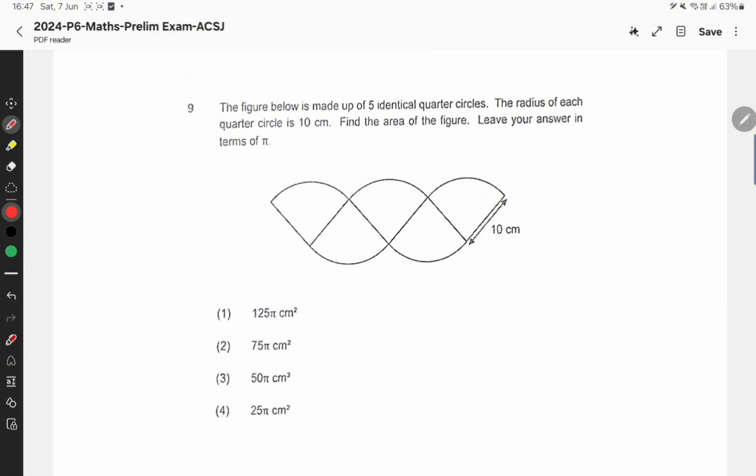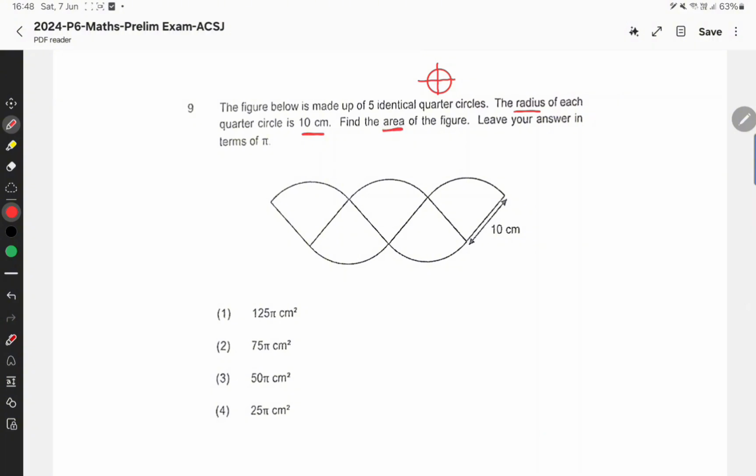Okay, the next question. Question 9. The figure below is made up of 5 identical quarter circles. Quarter circles are basically a circle where they cut it into 4 equal parts. The radius of each quarter circle is 10 cm. So just take note, this is talking about the radius is 10 cm. The question is asking you for the area of the figure.